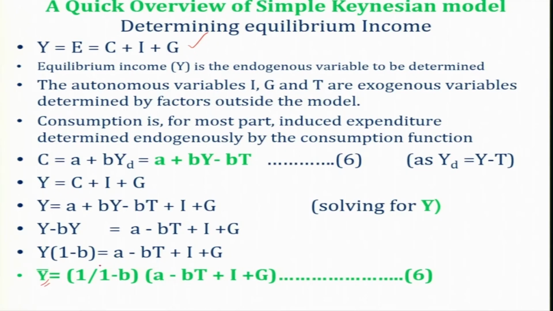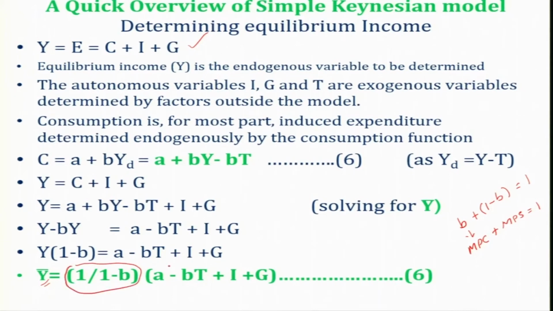That means y bar is equal to 1 by 1 minus b, where b is the marginal propensity to consume, which we discussed in the previous class. The marginal propensity to save is 1 minus b, and both sum to 1. We write it shortly as MPC, marginal propensity to consume, and 1 minus b is the marginal propensity to save. So this is also the simple Keynesian multiplier.